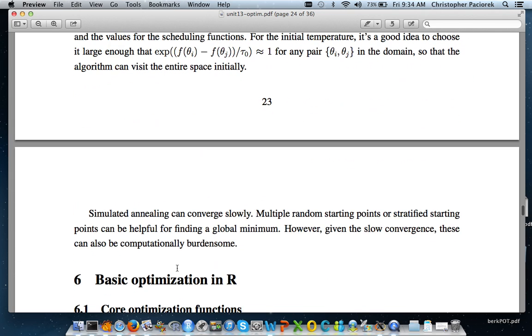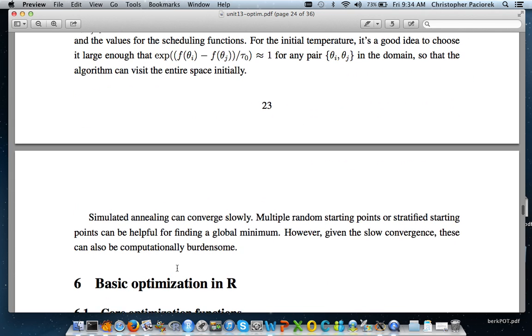Okay, the last thing to say is that even with this approach, it's still helpful to have multiple starting points and to run the algorithm from multiple starting points.